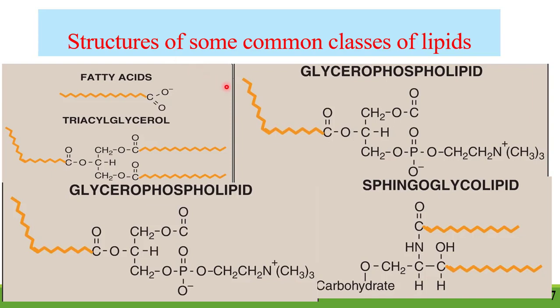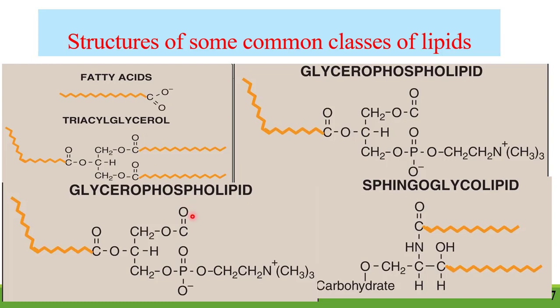Here you can see the structures of some common classes of lipids. Fatty acid, the most important property of fatty acid is that they have a carboxylic group, which you can see here, COO, and the hydrocarbon tail. Okay. In triacylglycerol, we have a glycerol. You can see this structure, which has 3 carbons and 3 OH or hydroxyl groups. These 3 hydroxyl groups can bond to 3 fatty acids and produce the triacylglycerol.